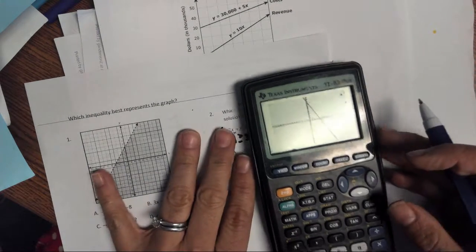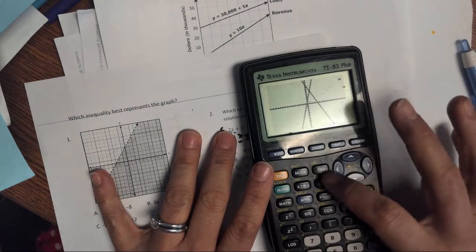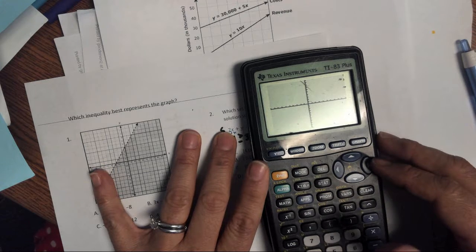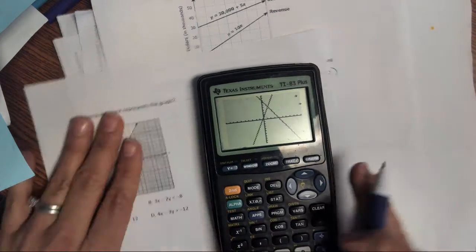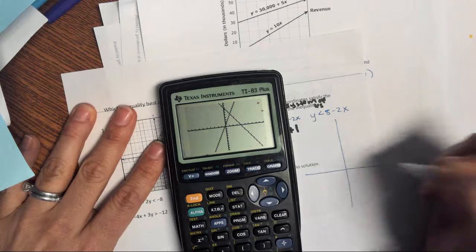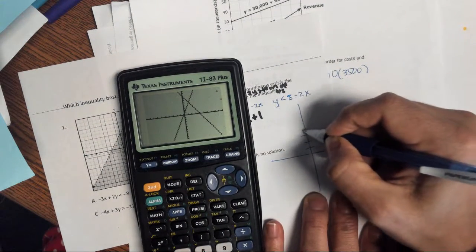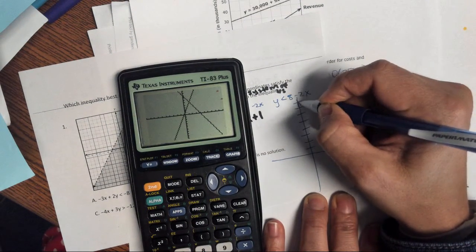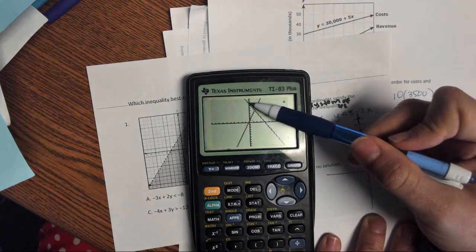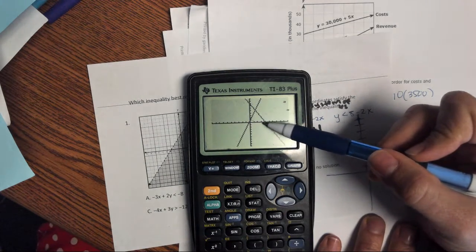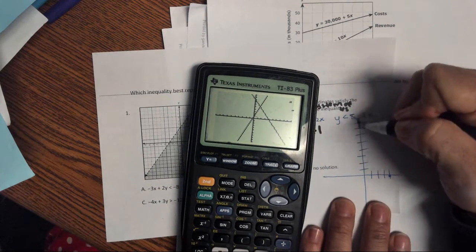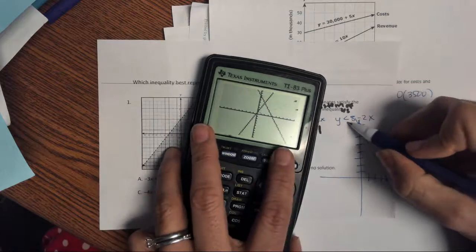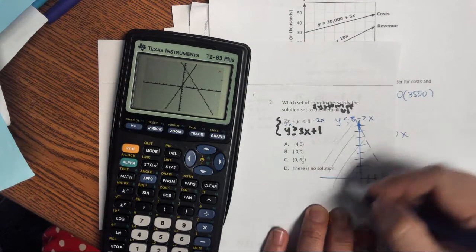So when you graph it, I think it's still graphed on Zoom Square, so I'm going to Zoom 6 it. Okay, so you can get a visualization of where the graph is. You should know that this one has a y-intercept of 8, and your x-intercept is 1, 2, 3, 4. You can use that to help you sketch it so you don't have to do your slope. And that one was your dashed line because it has a less than, and then it would be shaded over here.